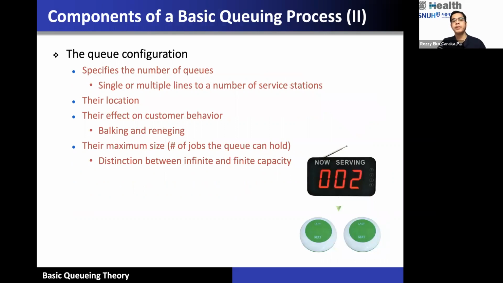The queue configuration means specifying the number of queues, because if we only have 2 servers in the office, for example, the 2 servers can only handle a limited number of customers or patients. So sometimes we need many service lines and many servers to handle the customers. The queue configuration also has to consider their location, their effect on customer behavior, balking and reneging, and their maximum size. That's why we have to make sure that our service times are quite reasonable.